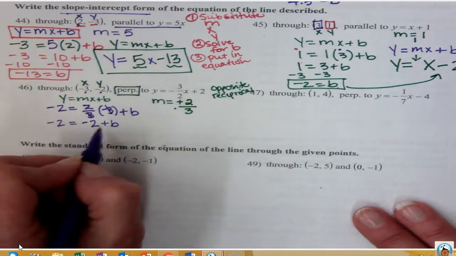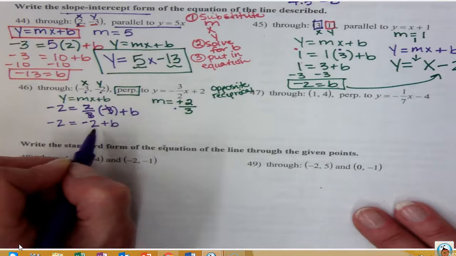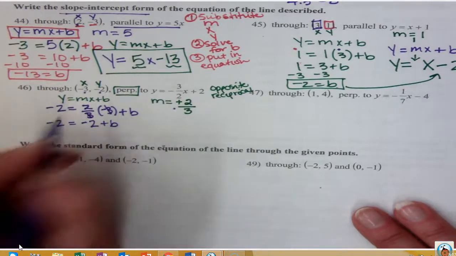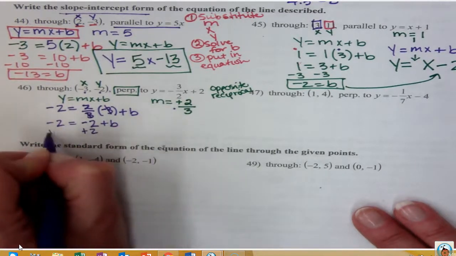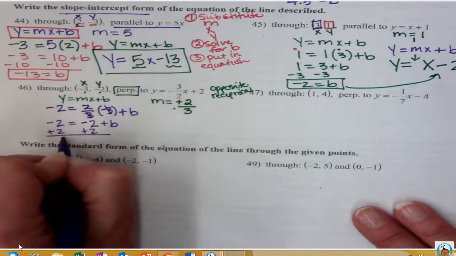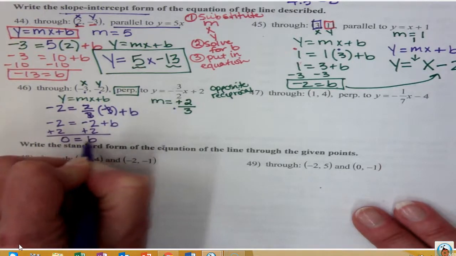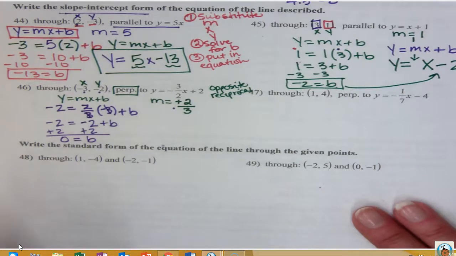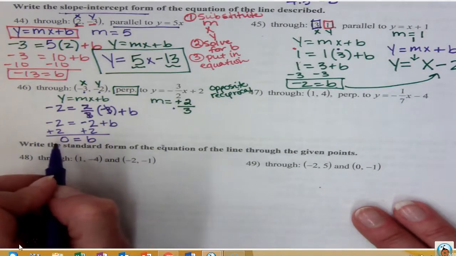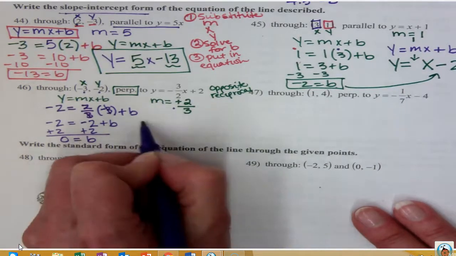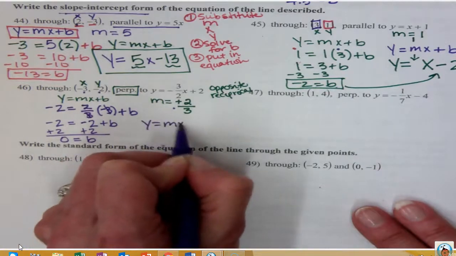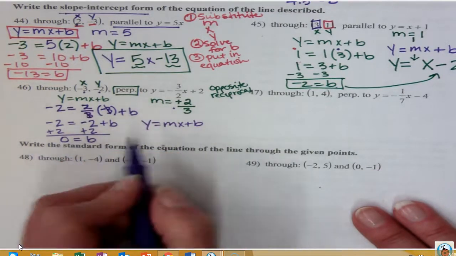Now I've got to use my inverse operations to get b by itself. So I'm going to add 2 to both sides. And I get 0, which is a number. Don't diss 0. Make sure you know. So now in order to put that in an equation of y equals mx plus b, I plug in.